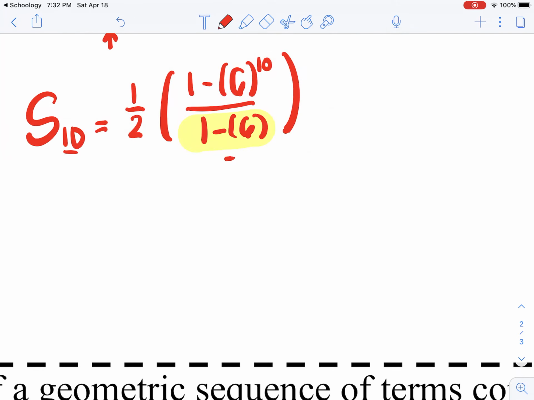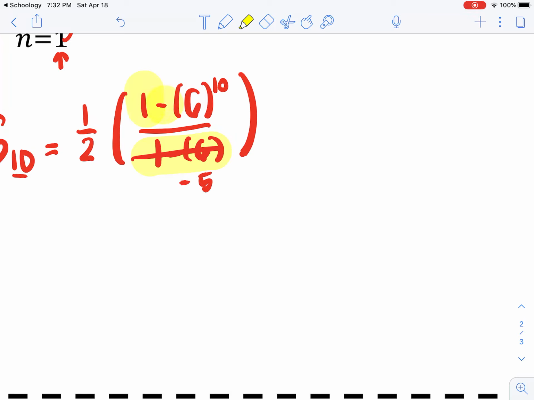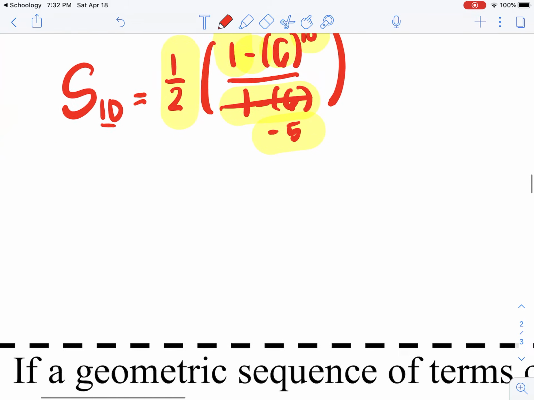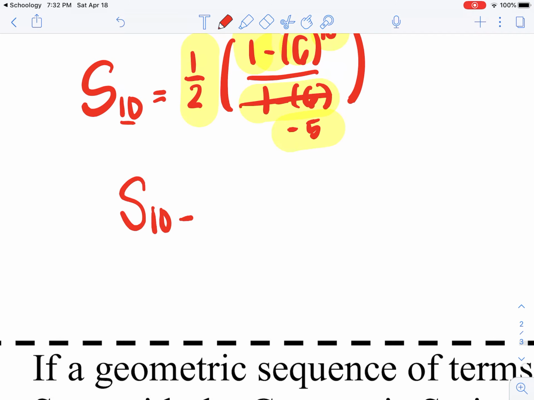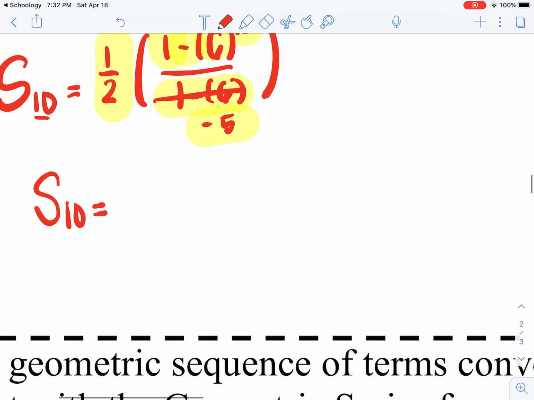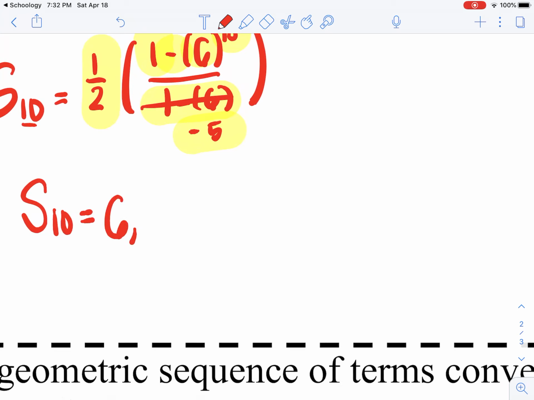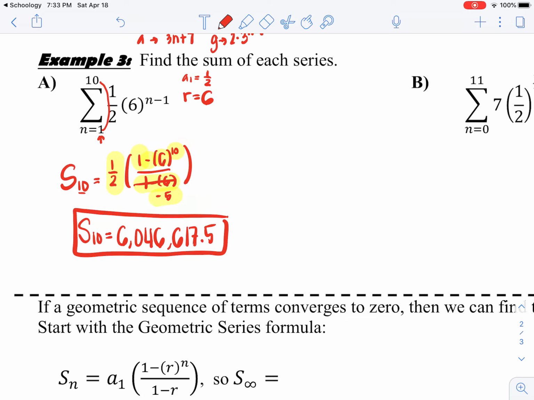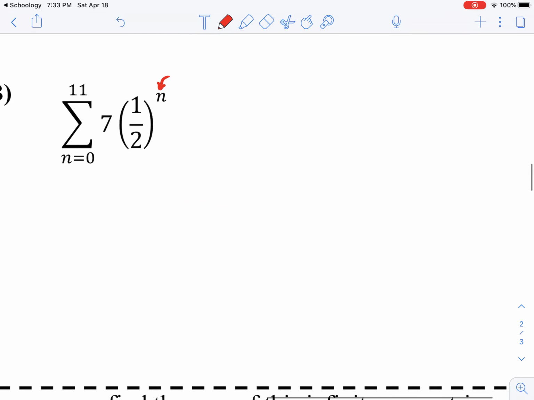Now I'm going to put this in my calculator. I'm doing 1 minus 6 to the 10th power, enter. Divided by -5, enter. Times 1/2 or times 0.5, enter. And I get the sum of the first 10 terms is, big number here, 6,046,617.5. It's a pretty big number because this is an exponential function, right? Your numbers are getting exponentially bigger. So that's why that's happening.